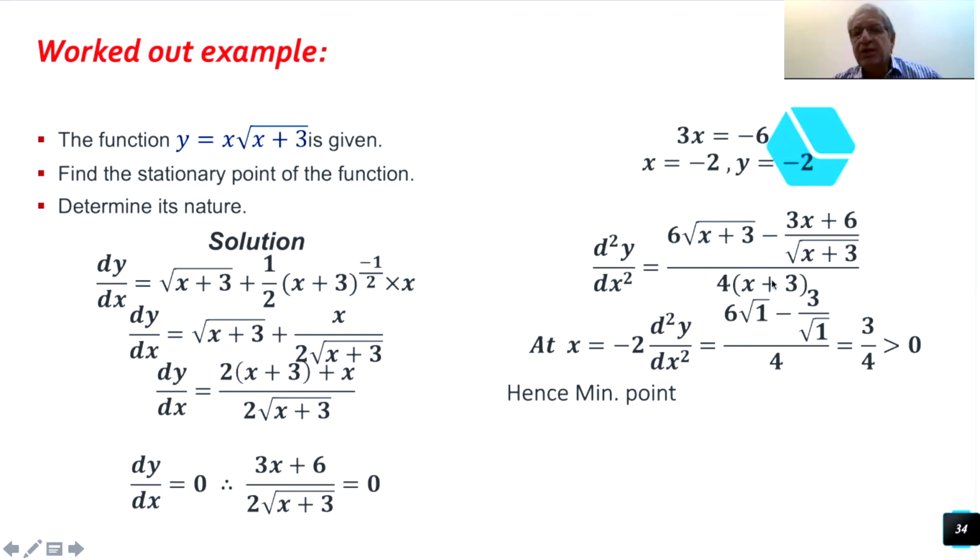Now substitute x equal to 1 inside this and see what you get. Sorry, I have substituted x equal to negative 2. Substitute x equal to negative 2, you are going to get this value, which is 3 over 4, which is more than 0. Therefore, this is a minimum point.